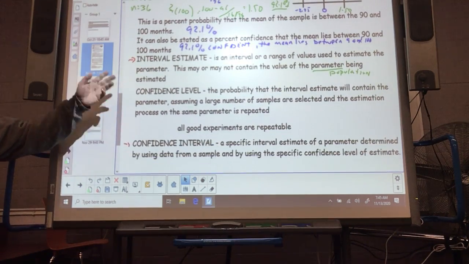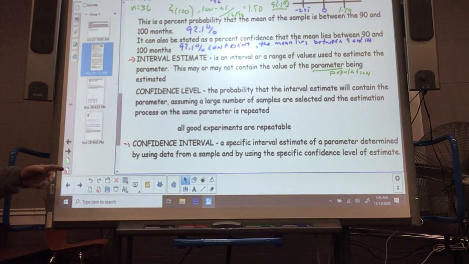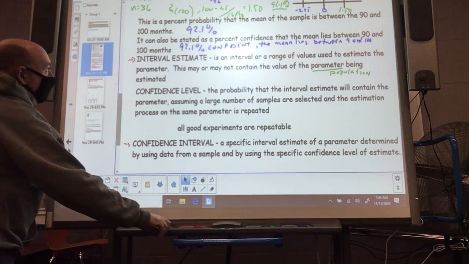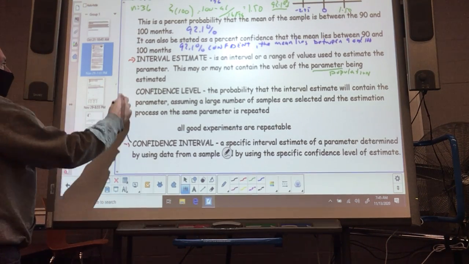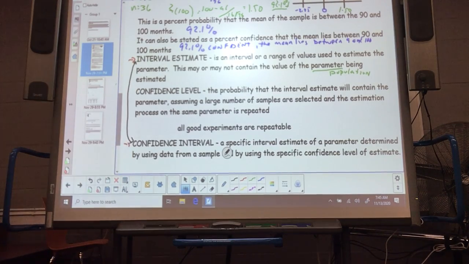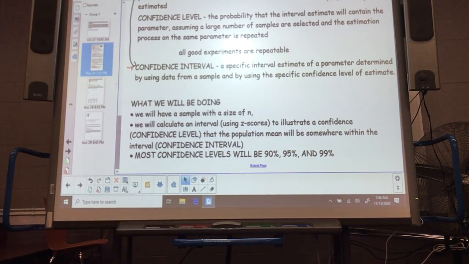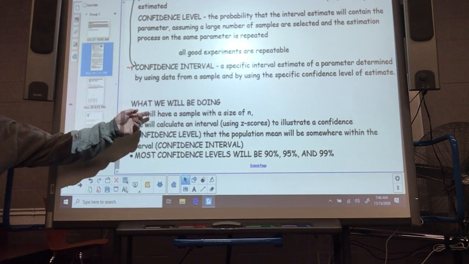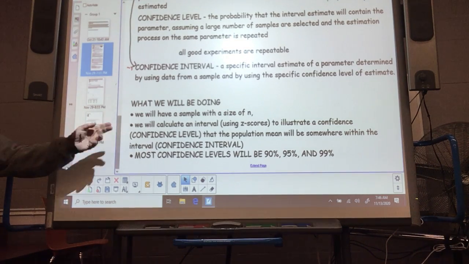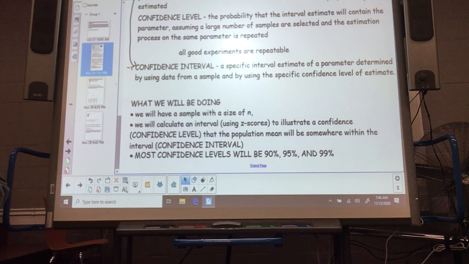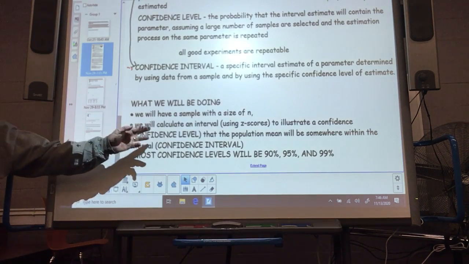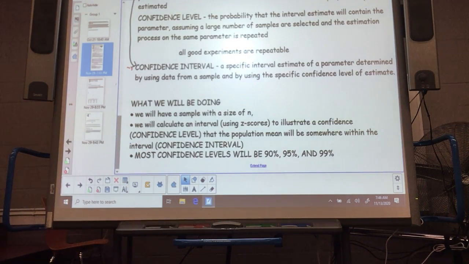Then we looked at interval estimate and confidence interval, and these two are very similar to each other. We're looking at an interval. We'll be taking a sample with size n. We'll calculate the interval using a z-score to illustrate a confidence level that the population mean will be somewhere between this value and this value. Most confidence levels are 90, 95, or 99%.